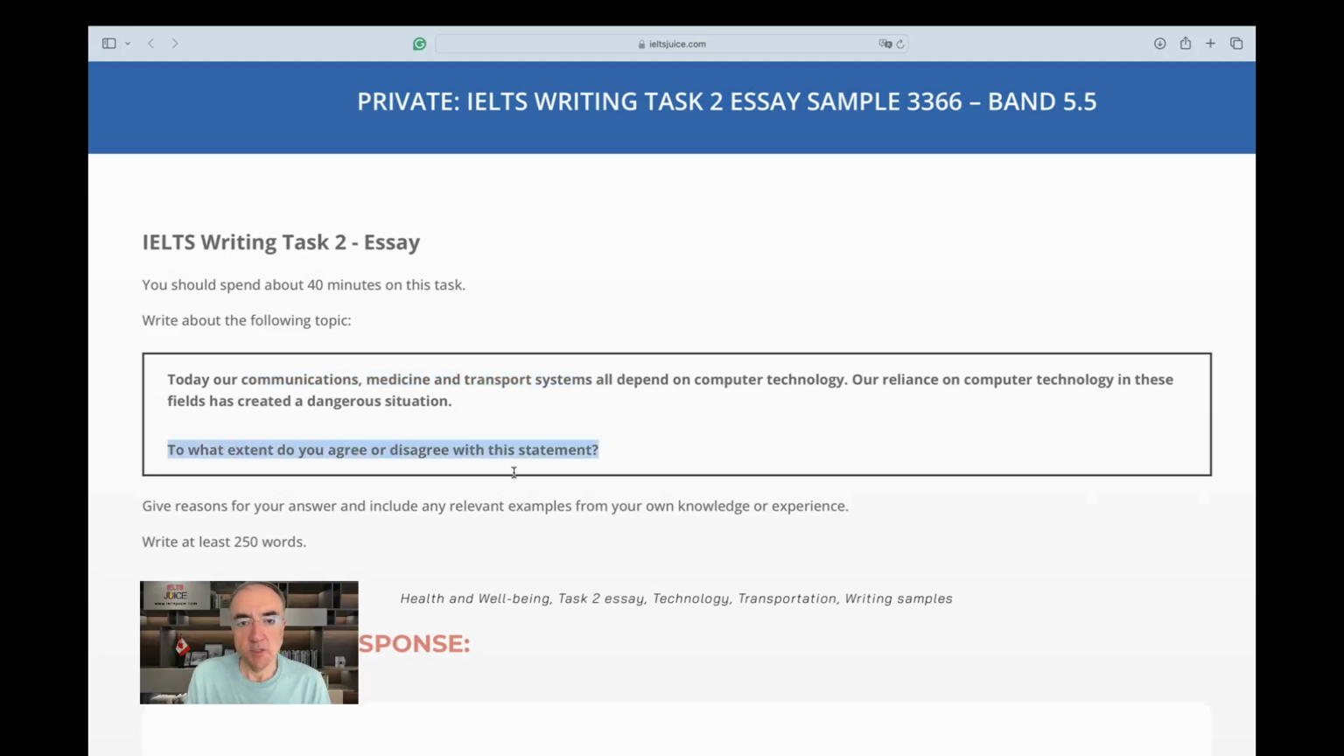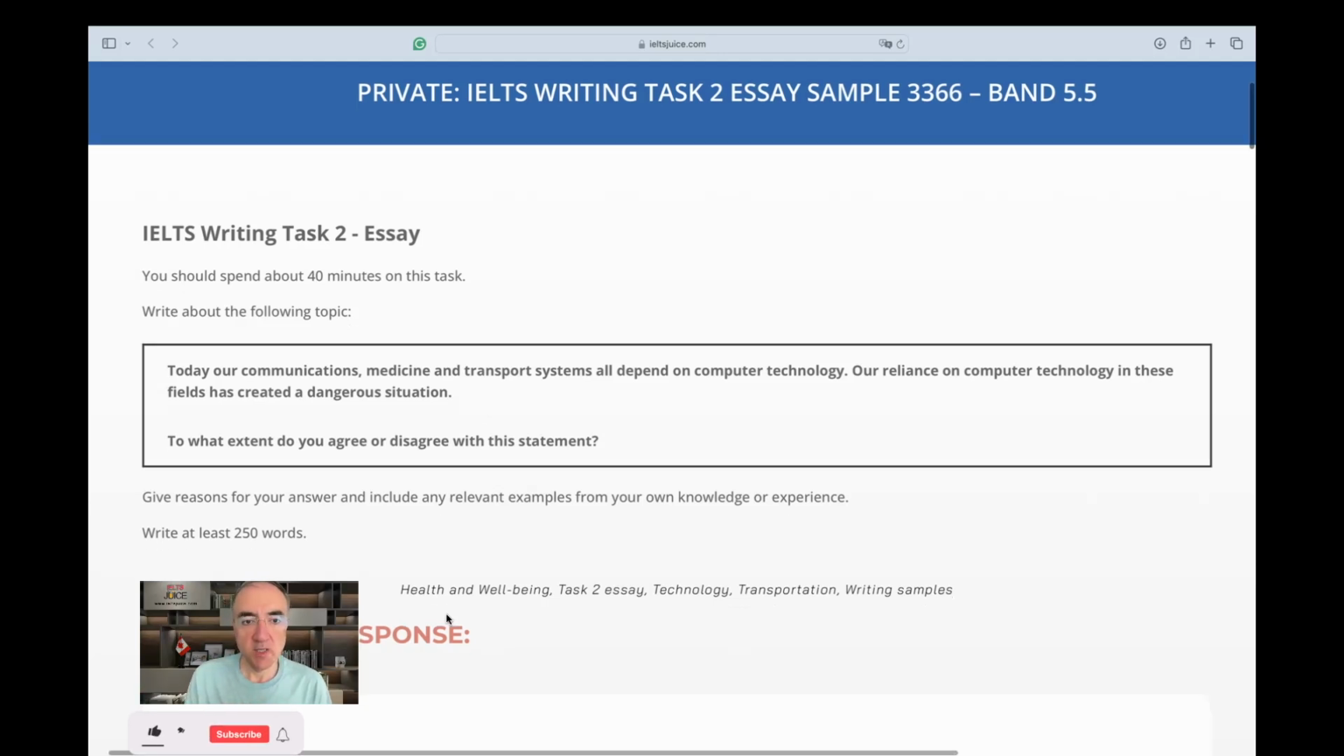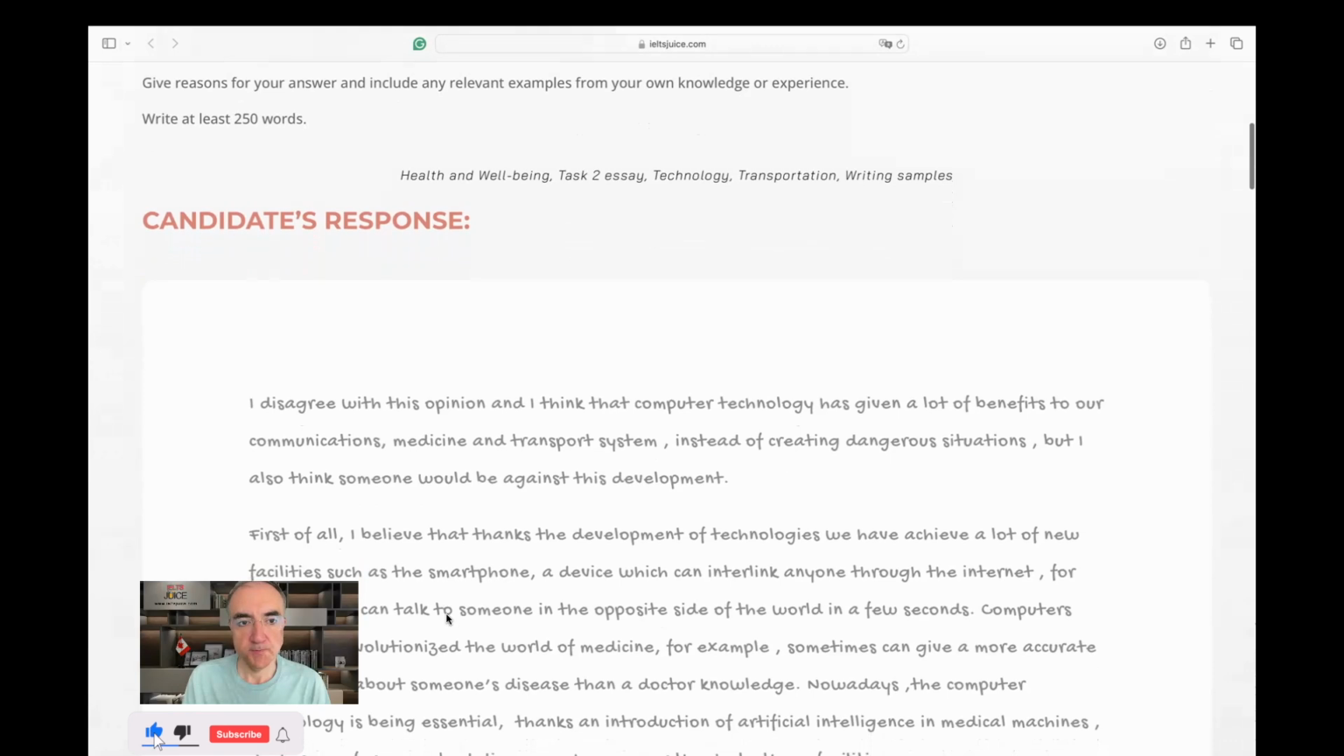The essay type, which is this line, says, to what extent do you agree or disagree with this statement? So it's important what you think. And your opinion regarding this is going to basically shape the entire essay. With that analysis out of the way, let's look at the response.